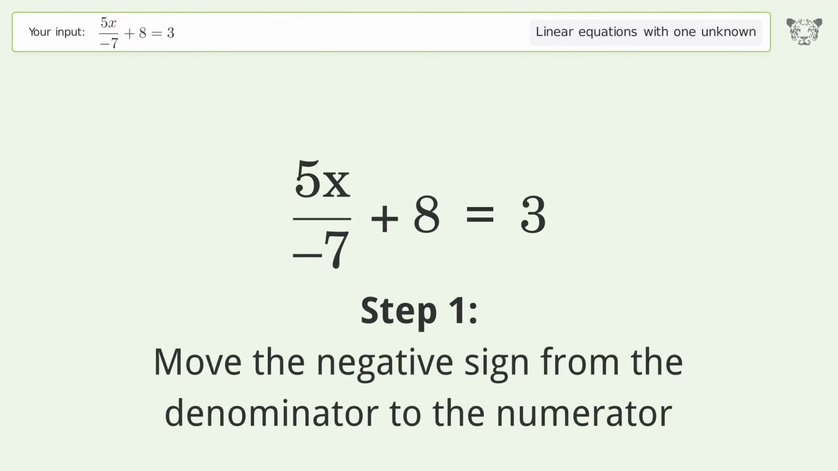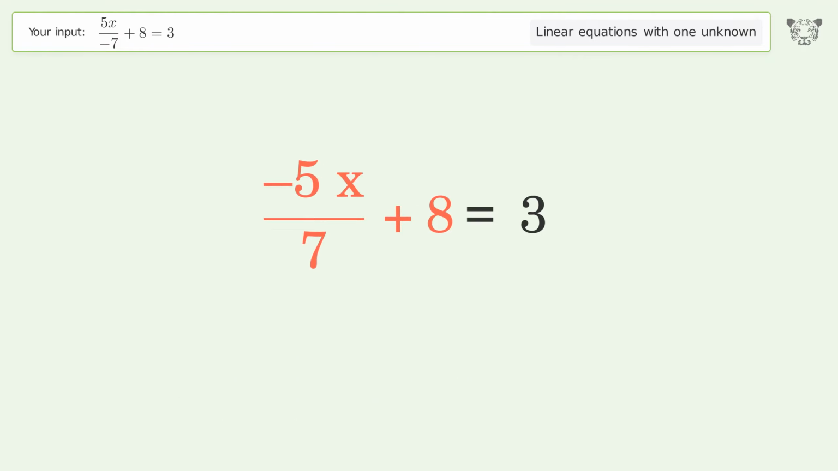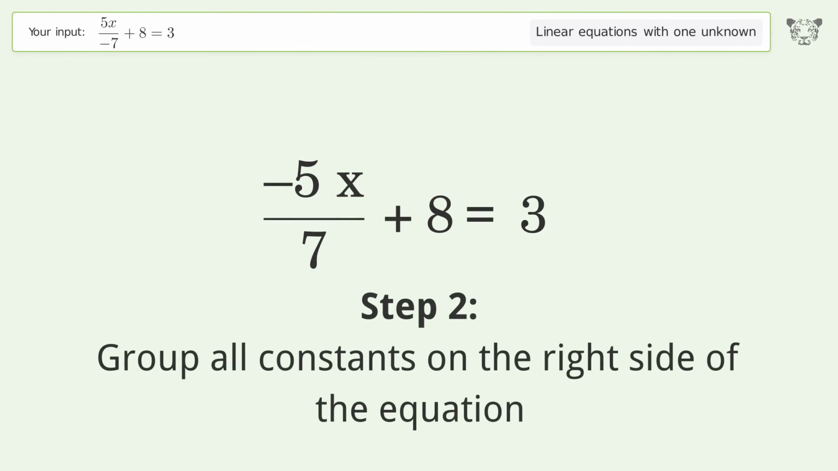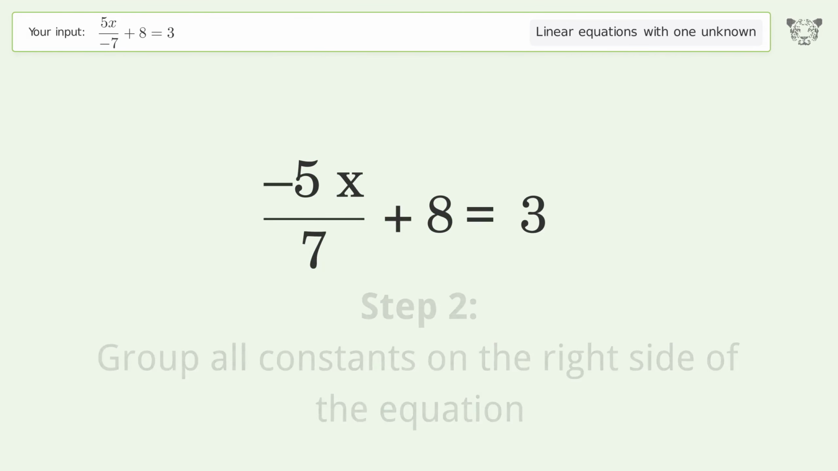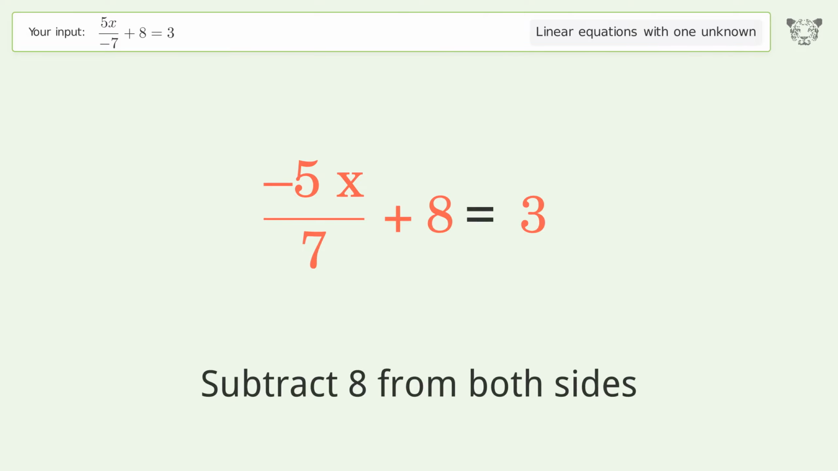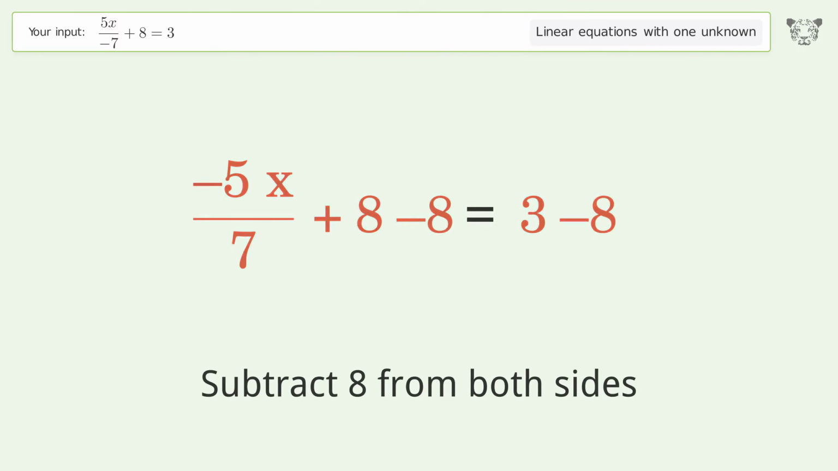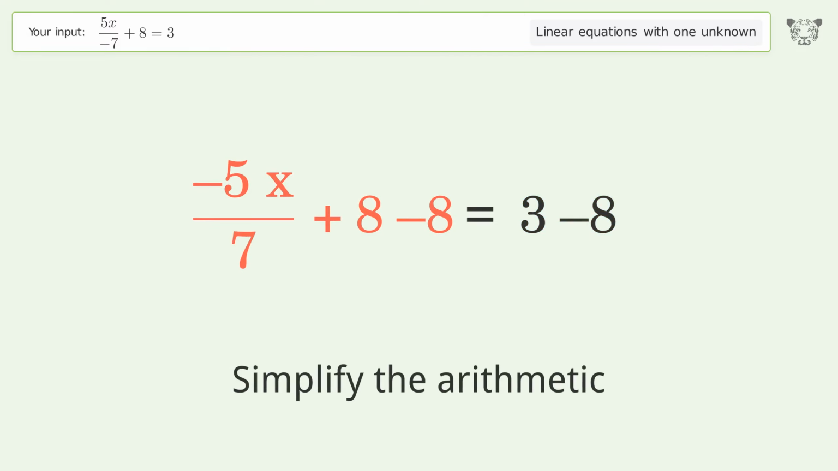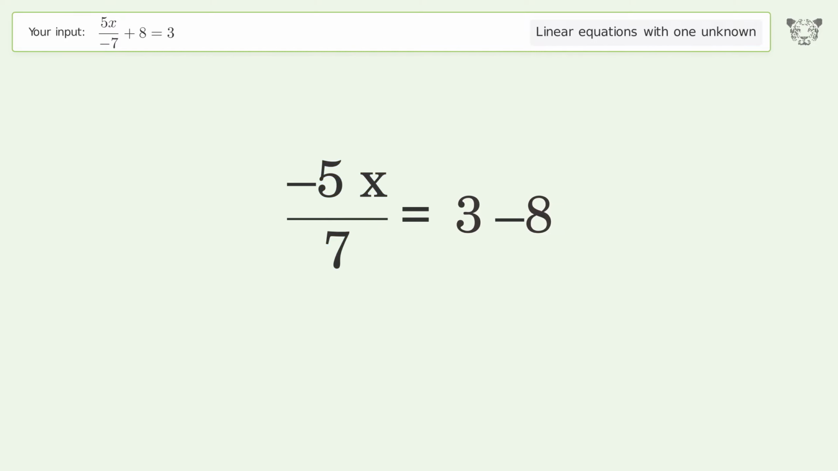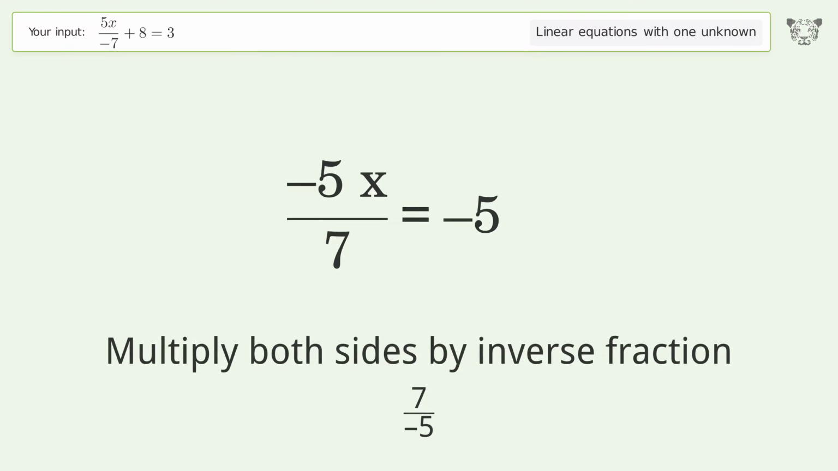Move the negative sign from the denominator to the numerator. Group all constants on the right side of the equation. Subtract 8 from both sides. Simplify the arithmetic. Isolate the x. Multiply both sides by inverse fraction 7 over -5.